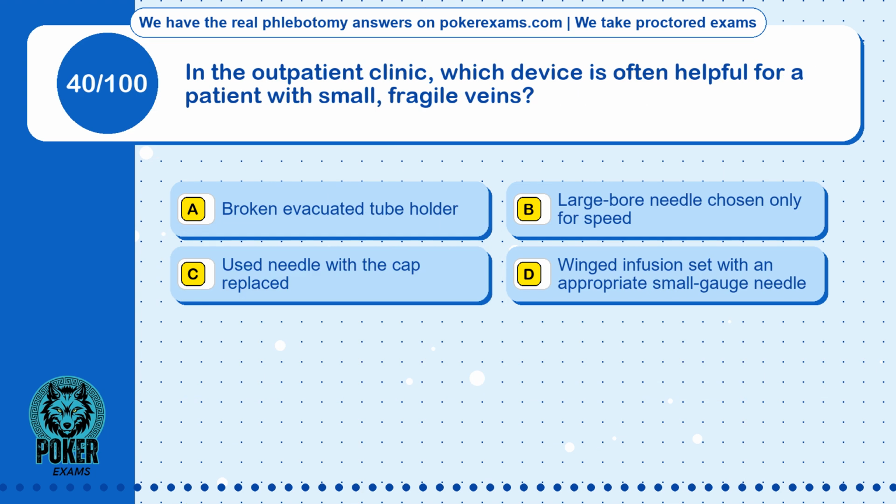Question 40. In the outpatient clinic, which device is often helpful for a patient with small, fragile veins? Option A. Broken evacuated tube holder. Option B. Large bore needle chosen only for speed. Option C. Used needle with the cap replaced. Option D. Winged infusion set with an appropriate small gauge needle.